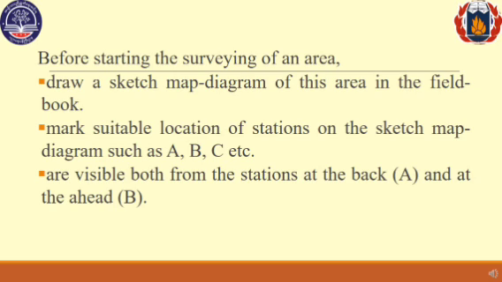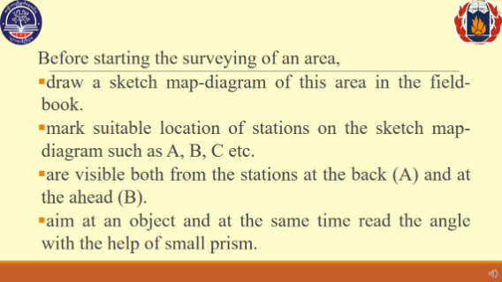Suitable locations of offset should also be marked on the sketch diagram. You should be sure that such locations are visible both from the station at the back, A, and at the station ahead, B.